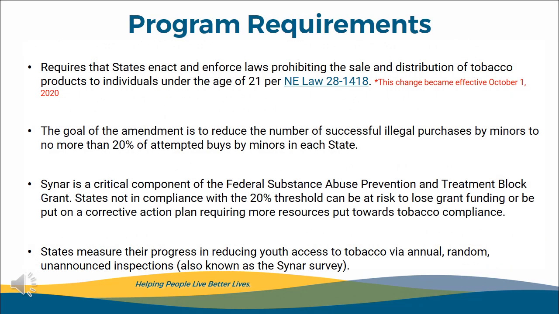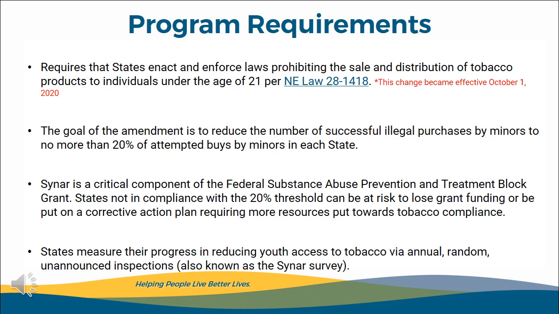So there's a number of program requirements that come out of Synar. Synar requires that states enact and enforce laws prohibiting the sale and distribution of tobacco products to individuals under the age of 21 per Nebraska Law 28-1418. Previously, this was under the age of 18. However, this change to align with the federal Tobacco 21 law became effective in Nebraska October 1 of 2020.